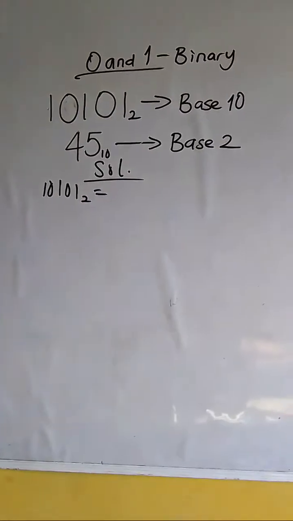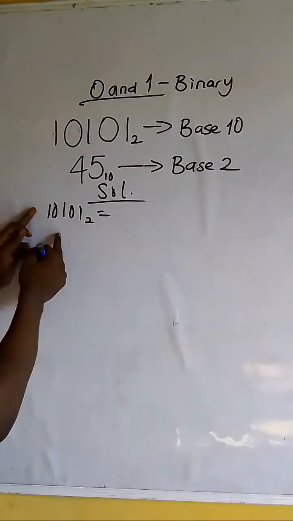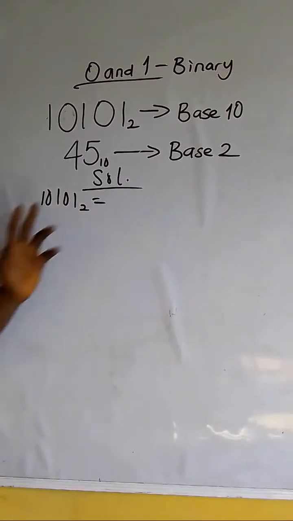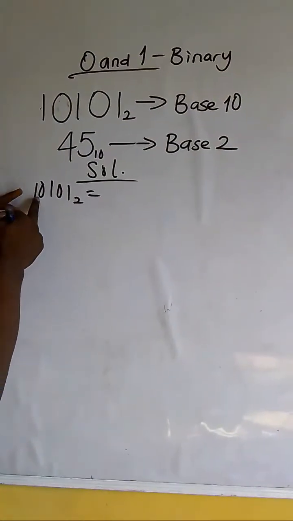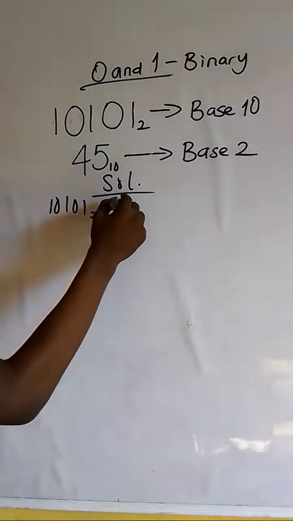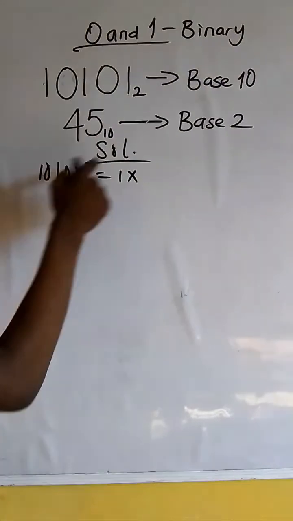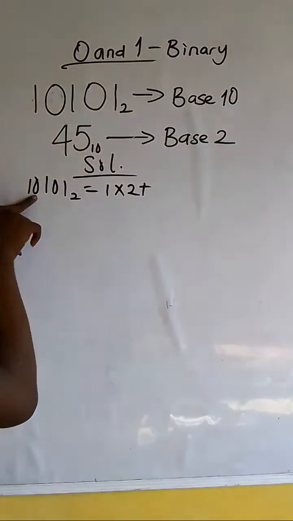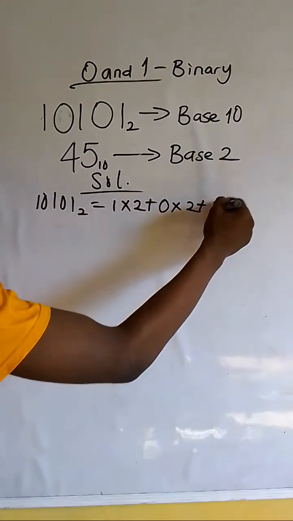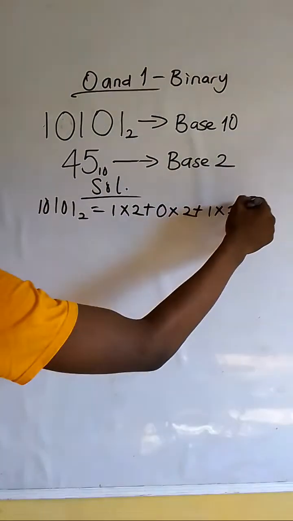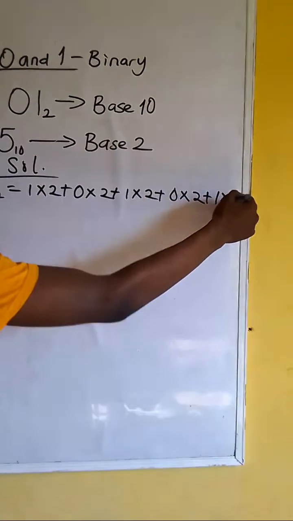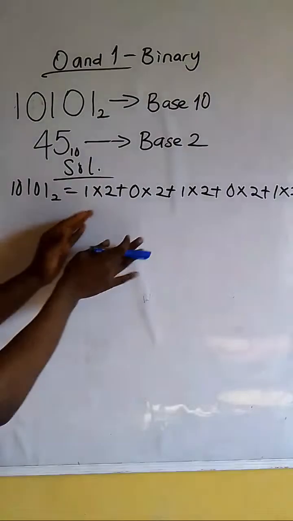The first thing you're going to do is multiply each digit of that number by the base, and it goes for everything. Any base converting to base 10, you first multiply each digit by the base. What do I mean by that? You take this one, for example: 1 times the base 2, plus 0 times the base 2, plus the next one, 1 times the base, 0 times the base, and the last number, 1 times the base. That is the first thing you do.